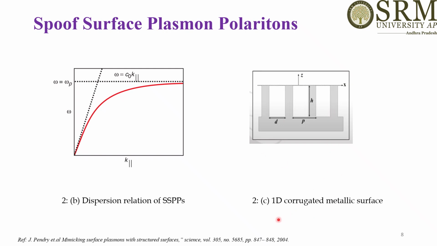And in figure 2C, this is the 1D corrugated metal surface. D is the distance between two grooves, P is the periodicity of the grooves, and H is the height of the grooves. By varying these geometrical parameters D, P, H, we can play with this dispersion curve.